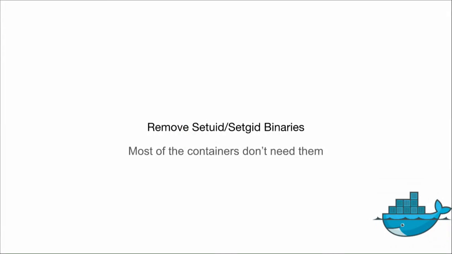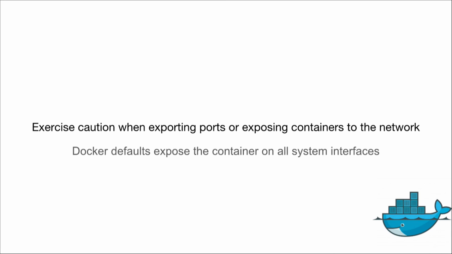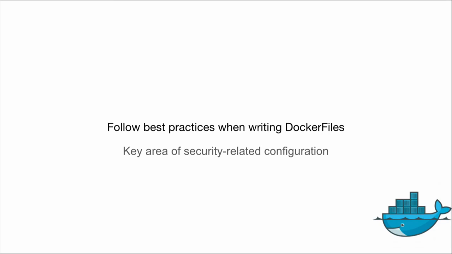Remove setuid and setgid binaries. I'm sure that you're not going to need them in most cases, so it's better not having them. When exporting ports or exposing containers to the network, Docker exposes to all the interfaces, so you have to be sure that you are exposing the container to the right interface. And follow best practices when writing Dockerfiles.